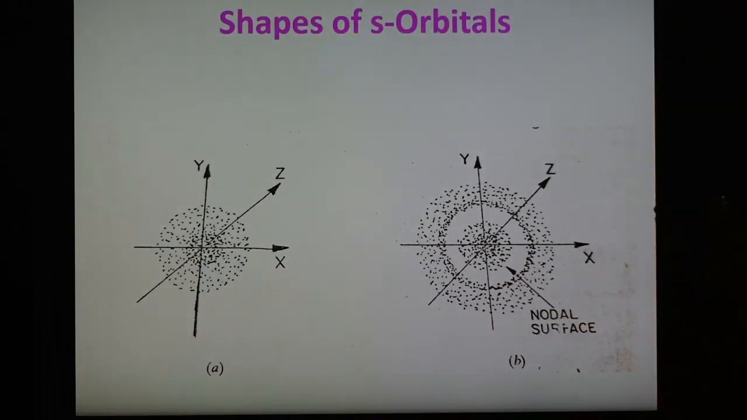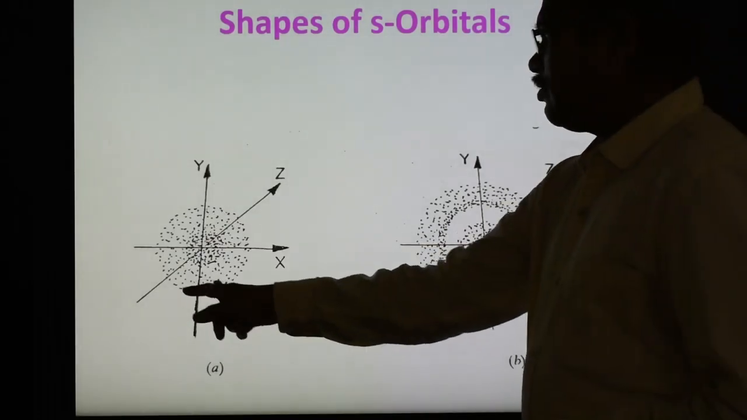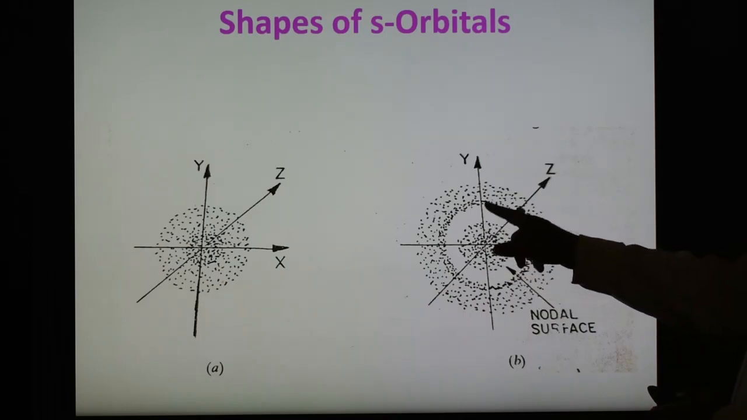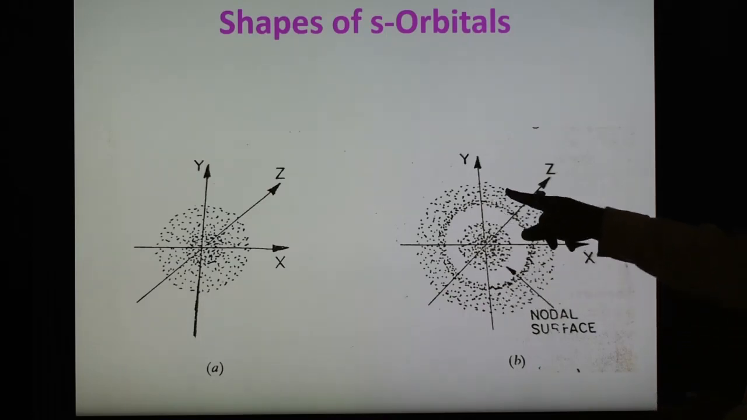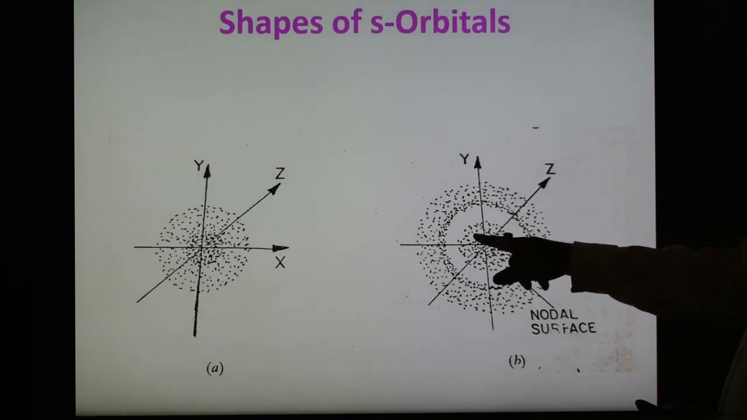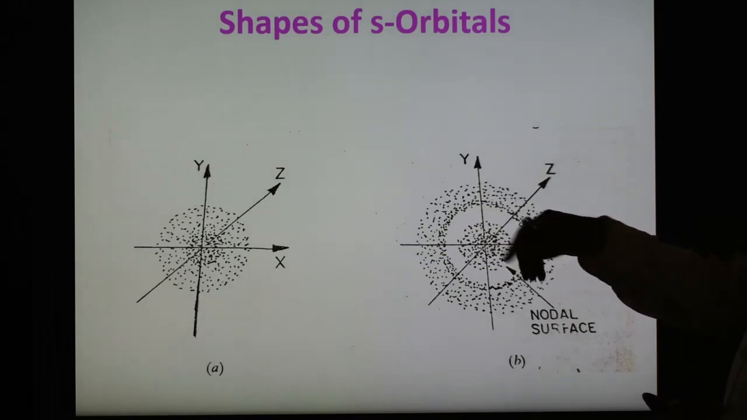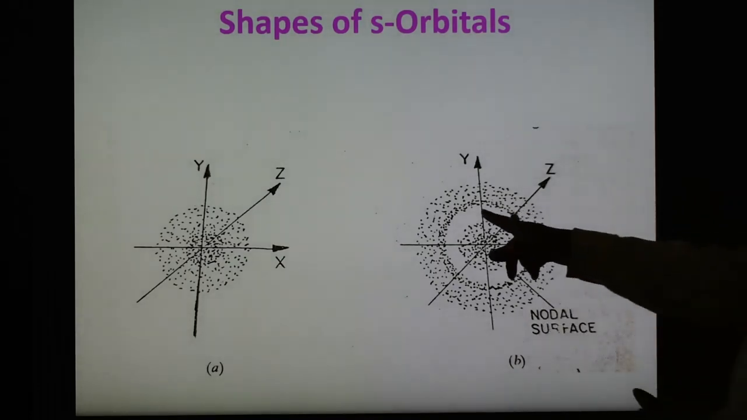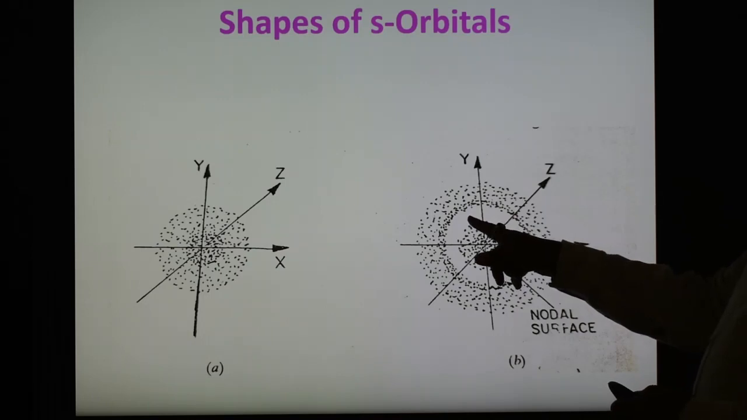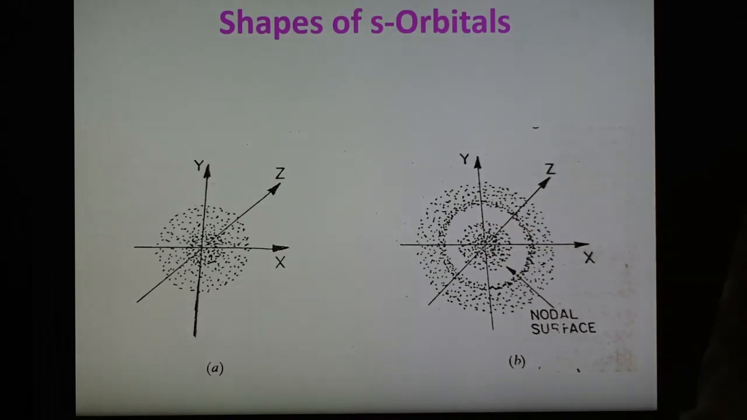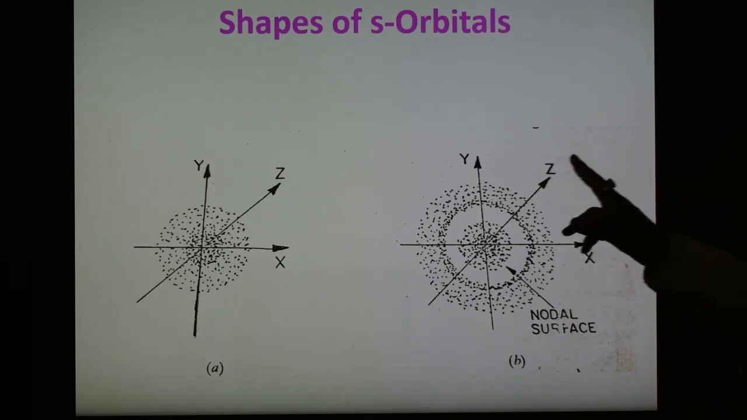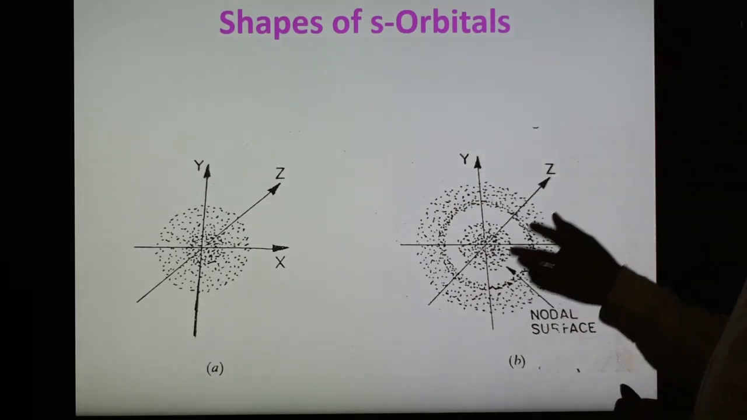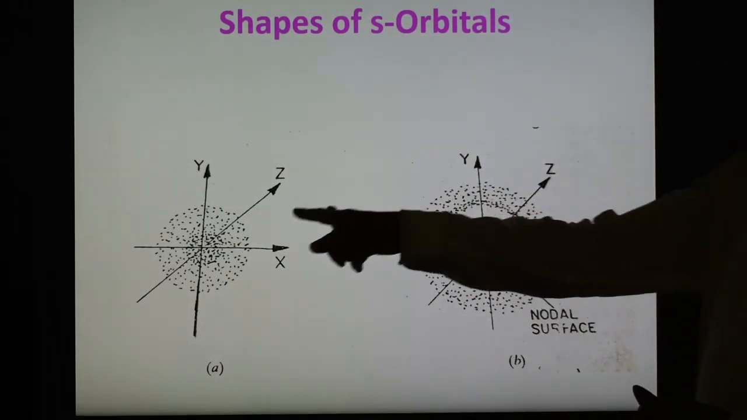So this is the shape of 1s orbital, and similarly the shape of 2s orbital is there. Here this is one electron density sphere, second this is the space, but between these two there is a region without dots, that is known as the node or nodal surface. The node is where the probability of finding the electron is 0. So the important difference between these two is that 2s orbital is larger in size as compared to 1s, and there is a node in 2s as compared to 1s.